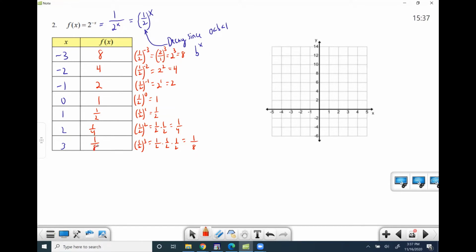There we go. Okay. So we already know what the shape of this should look like. You guys said decay. You are on it, decay. So we know we should get something that goes down like that. Nobody's going to cross the x-axis. We already said that.